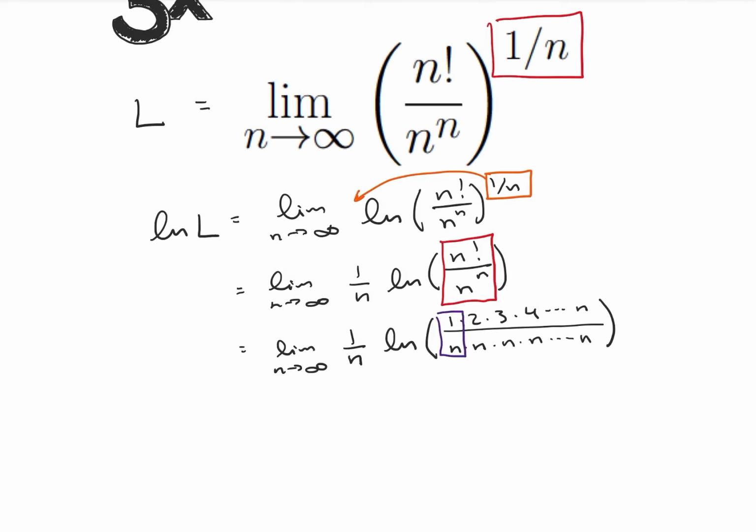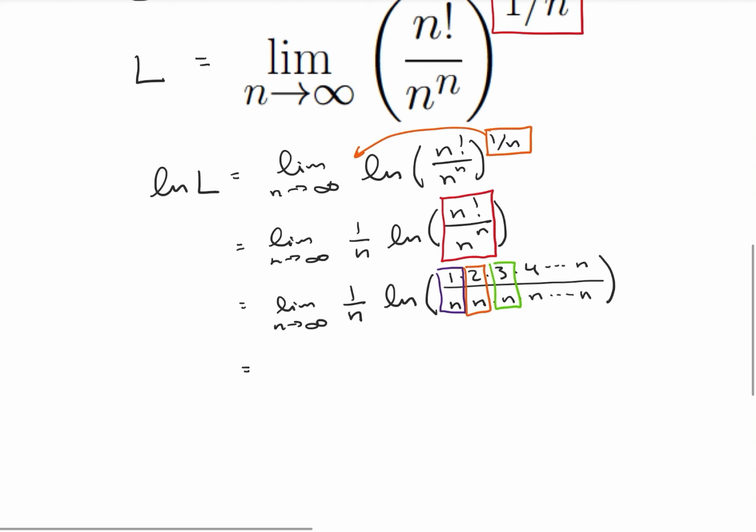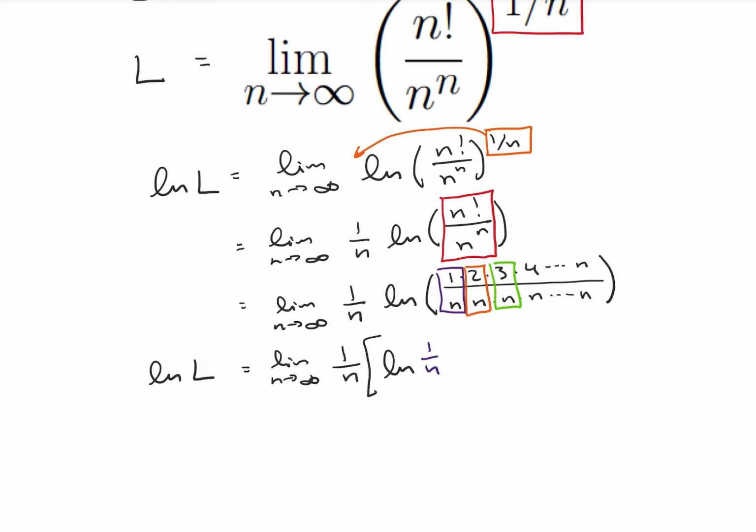So using my log rules again, since the log of a product is equal to the sum of logs, I could look at each individual product here and break all these up into new terms. So if I do that, I have the natural log of L still, so just remember what we're doing. This is going to be the limit as n approaches infinity of 1 over n times the natural log of 1 over n plus the natural log of 2 over n plus the natural log of 3 over n all the way up to the natural log of n over n.